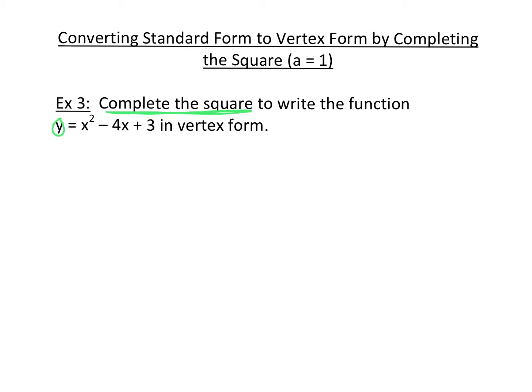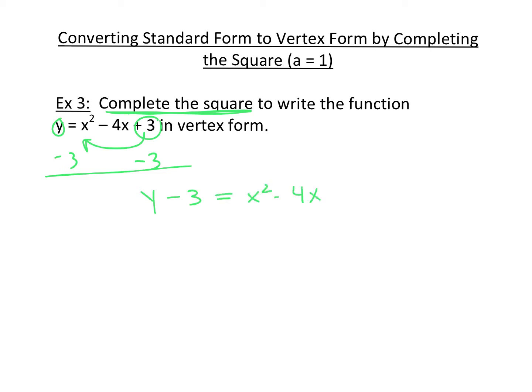So our first step is going to be very similar, which is to get the c value over to the other side. So I'm going to subtract 3 on both sides. And I'm just rearranging things. I have y minus 3 equals x squared minus 4x.